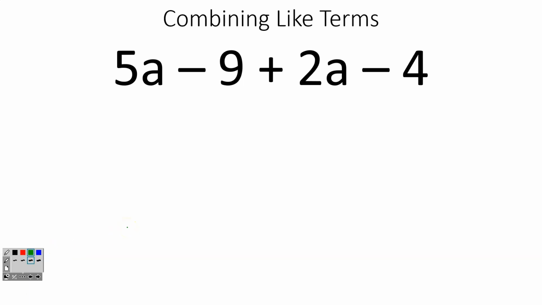Now, this is why it's important to put your shape around the sign that's in front of the number. I have 5a minus 9 plus 2a minus 4. So I'm going to go ahead. I'm getting bored with circles and stuff, so I'm going to do a triangle around the 5a, and I'm going to do a triangle around the 2a. And then again, notice I've included the sign with it. 5a plus 2a is going to give me 7a.